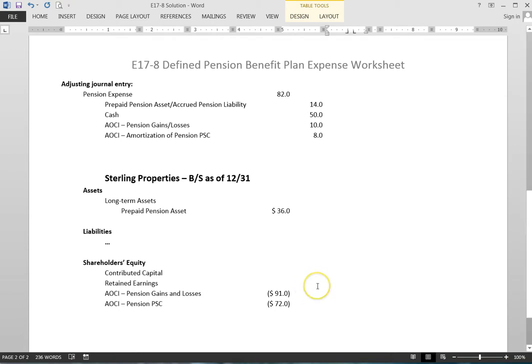So that's exercise 8. I realize that this was a fairly lengthy video, but it's a complete analysis of working through that pension expense worksheet.